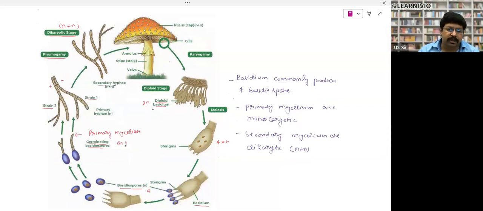This is the question I've been asked. Every basidium commonly produces 4 basidiospores. Primary mycelium is monokaryotic, secondary mycelium is dikaryotic. These all are the questions. Go through it and let me know. Done, sir. Done? Yes. So these all are the questions.